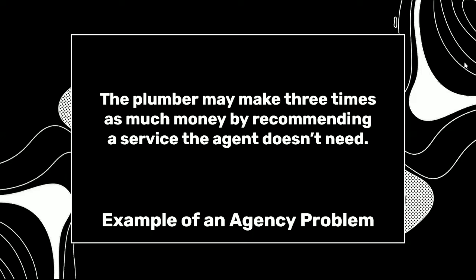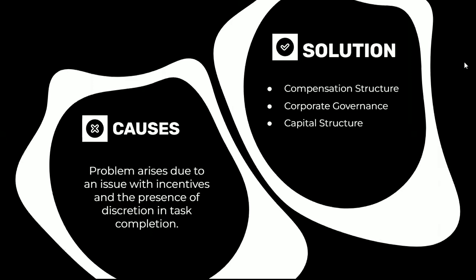Causes of agency problem. The agency problem arises due to an issue with incentives and the presence of discretion in task completion. An agent may be motivated to act in a manner that is not favorable for the principal if the agent is presented with an incentive to act in this way.